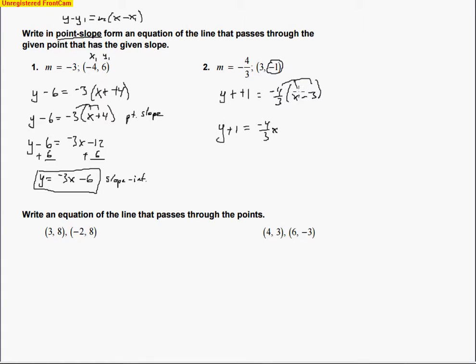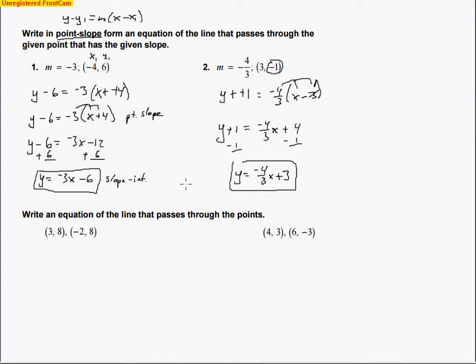Watch the signs. Negative and negative make a positive. Always figure your sign first. Look at the 3 down below. It's going to cross off this 3 here. You multiply across, we end up with 4. And then all I have to do is subtract the 1, and I've got my answer. Y equals negative 4/3 x plus 3.